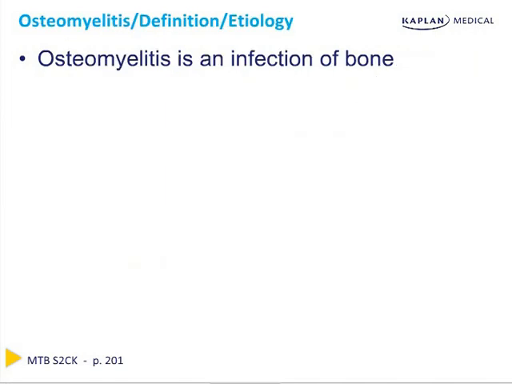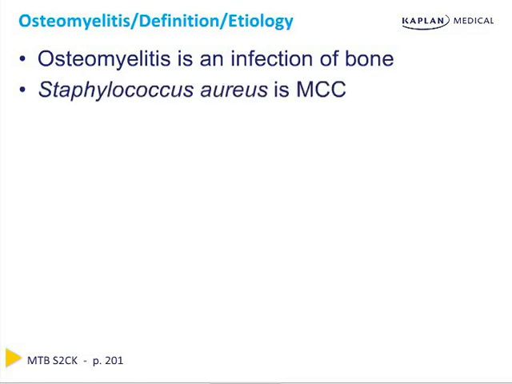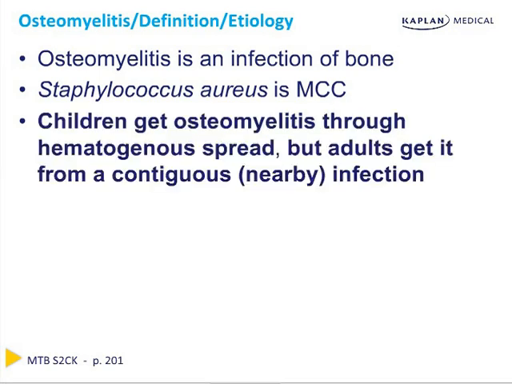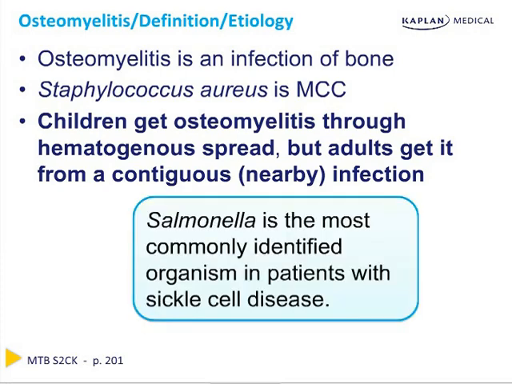We will now be discussing osteomyelitis. Osteomyelitis is an infection of the bone. Staph aureus is the most common cause, but any other organism can infect the bone. Children get osteomyelitis through hematogenous spread, but adults get it from a contiguous nearby infection, most often as a result of vascular insufficiency or diabetes. One thing to keep in mind, Salmonella is the most commonly identified organism in patients with sickle cell disease and osteomyelitis.